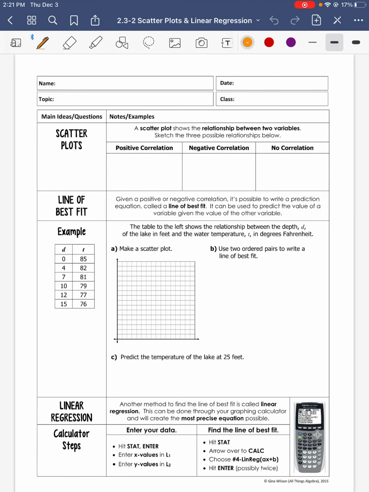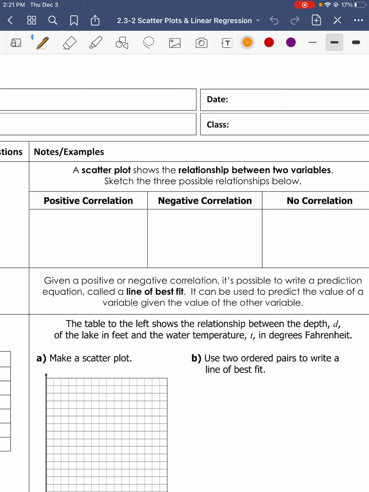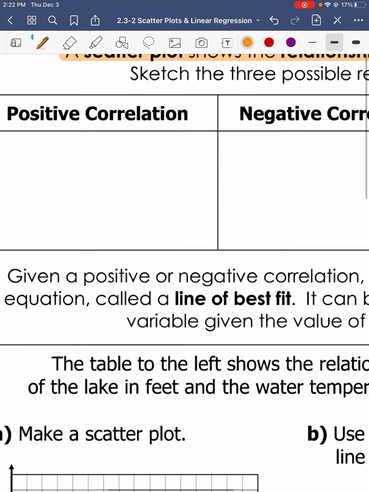All right, so here's the second part of your notes on 2.3 talking about scatter plots, okay? So scatter plots show the relationship between two variables, and oftentimes when we see scatter plots, they are just kind of like a series of points on a graph. So let's draw some examples of these.